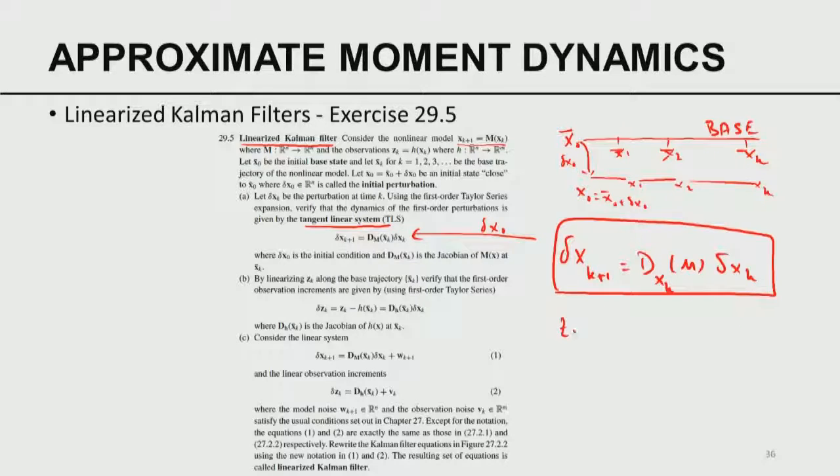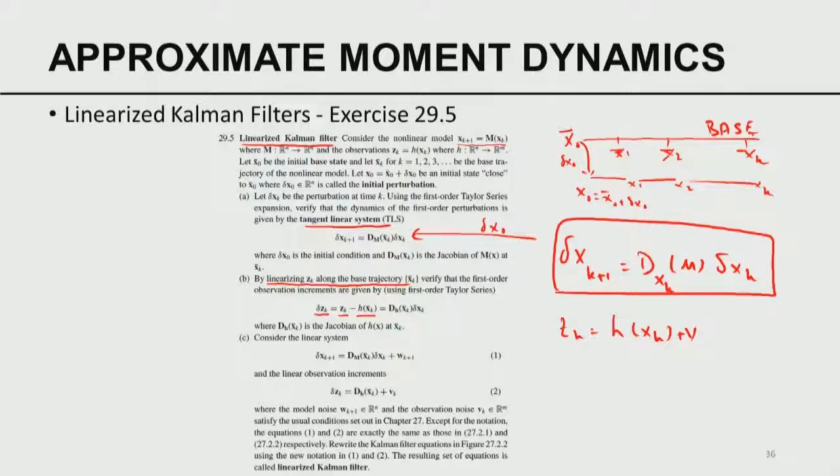So now forget about the original nonlinear model, consider this perturbed model. This is a linear model. Now let us assume I have been given observations originally, which is z_k equal to h(x_k) plus v. Now I am going to consider increments of the observation. So I am going to linearize z_k along the base trajectory. Therefore, delta z_k is equal to z_k minus h of x bar k.